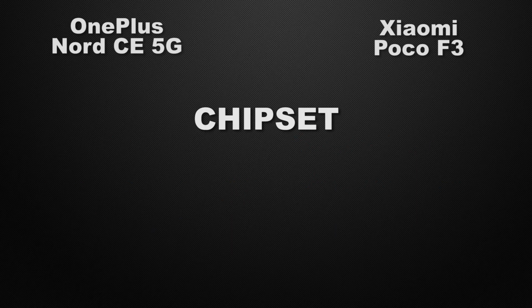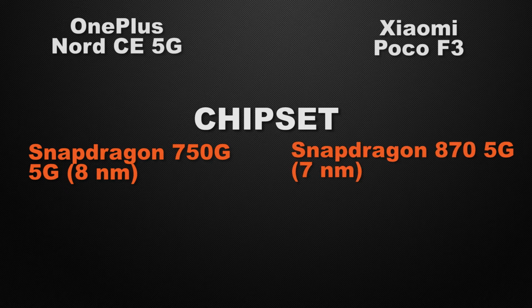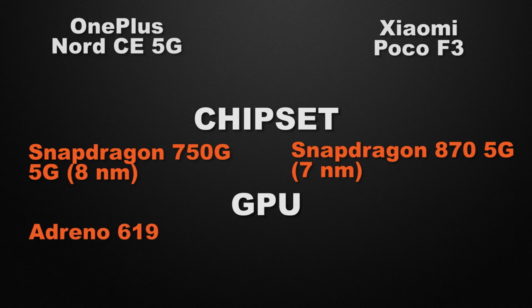Let's talk about the processor of the devices. Nord comes with Snapdragon 750G 5G based on 8nm processor, whereas F3 is powered by Snapdragon 870 based on 7nm processor. So the winner here is F3 because it has a flagship grade processor which can give you faster processing speed. And about the GPU of the devices, Nord has Adreno 619 whereas F3 has Adreno 650. So again the winner here is F3 because it can give you more FPS in games.